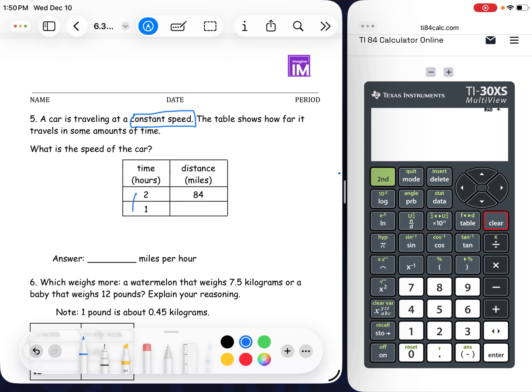Per means what again? 1. How do I get from 2 to 1? Divide by 2. What do I do to one side? I've got to do to the other. I can use my calculator. 84 divided by 2 is 42 miles per 1 hour.